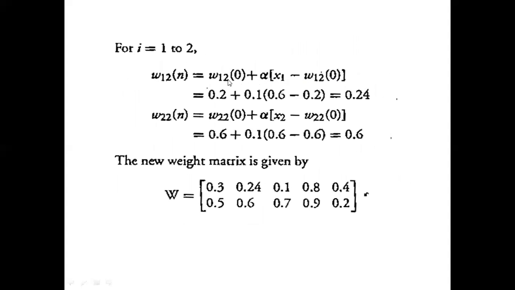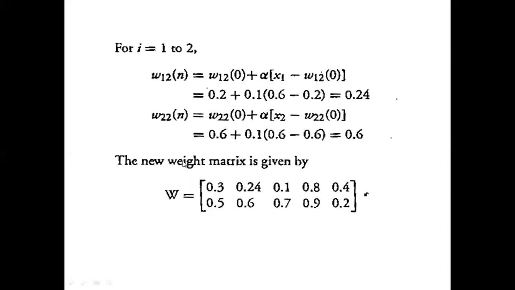So what is the w12 old? The value is 0.2 and alpha is 0.1 given, and x1 is 0.6, and what is the value of w12 old? That is 0.2. The value will become 0.24. And what is the value of w22 new? That is w22 old plus alpha into x2 minus w22 old. So what is the value of w22 old? That is 0.6 plus alpha is 0.1 and x2 is 0.6 and w22 old is 0.6. So the value will become 0.6.